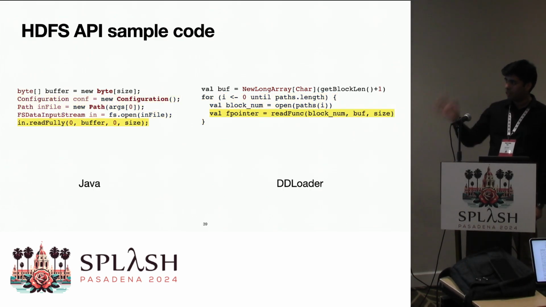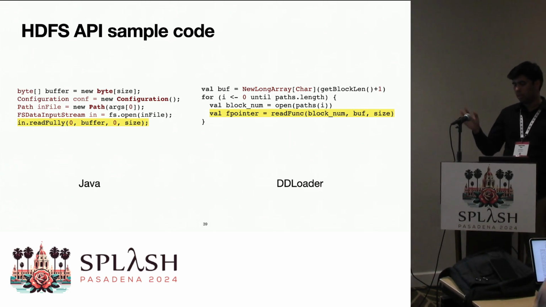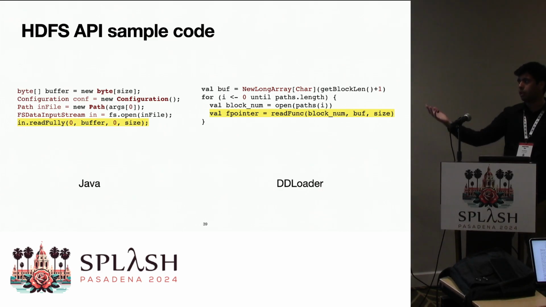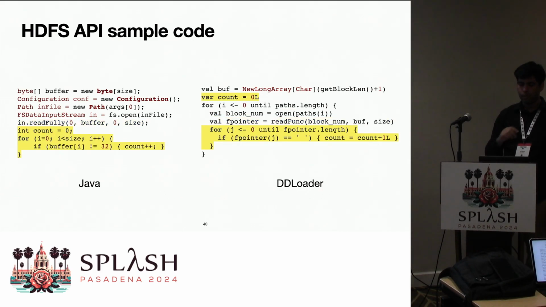Now then there's another Hadoop API call to fill in the buffer with the contents of the file. While DDLoader's programming model is a per-block operation from the user, Hadoop's API is responsible for handling any file splitting under the abstraction of these APIs. They can then write the actual operation to be performed over the Hadoop file.